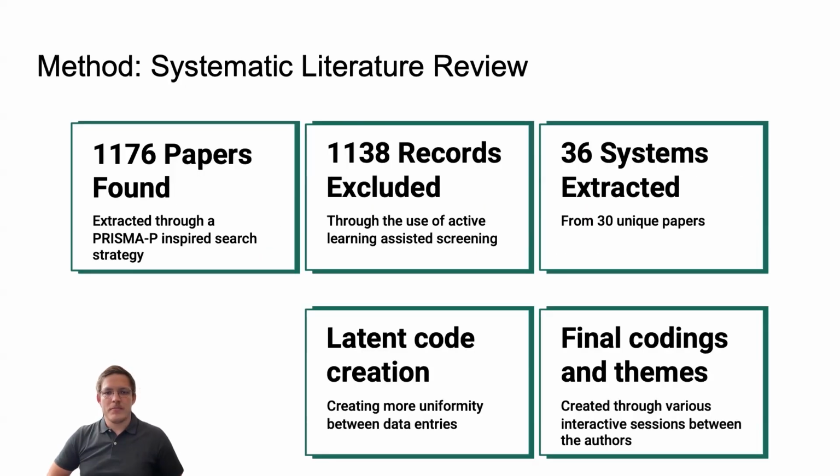We conducted a systematic literature review and found 1,176 papers, from which we extracted 36 intervention systems. We performed initial coding during the data collection and created latent codes in a second iteration. Lastly, in an iterative process with interactive sessions, we created our final codings using thematic analyses. Our search strategy and selection criteria are described in great detail in our paper.